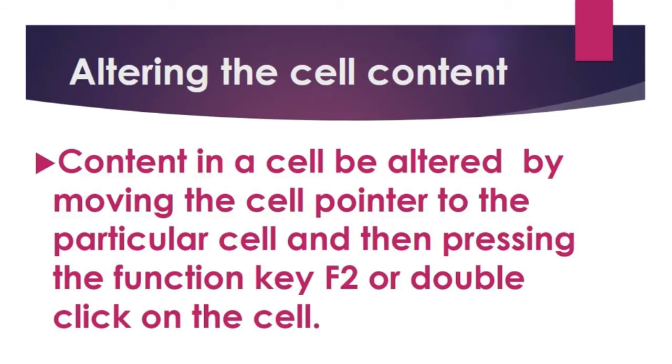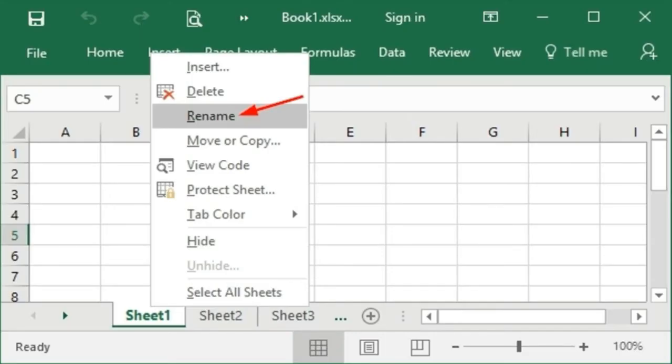Altering the cell content. Content in a cell can be altered by moving the cell pointer to the particular cell and then pressing the function key F2 or double click on the cell. Renaming a worksheet. Every sheet is given a name by default. It may be necessary to customize this name according to the user's reference. When an appropriate name is given, it helps to identify that particular worksheet.